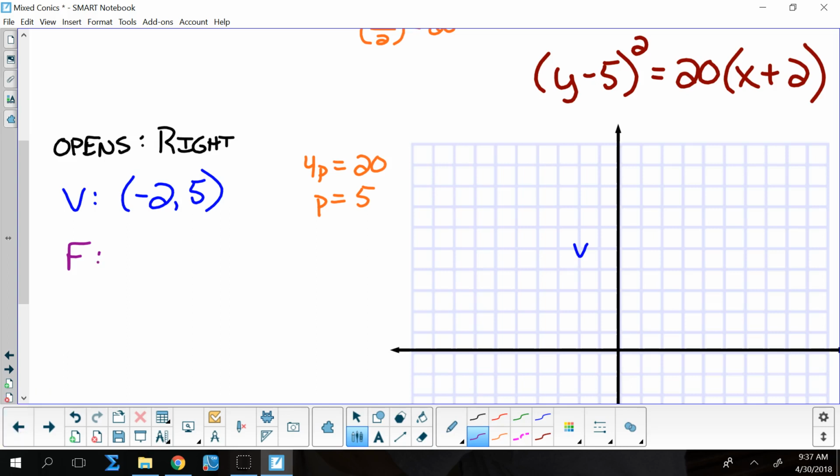Where is the focus? Is it inside the parabola? Is it outside the parabola? Is it on the parabola? Give me another chance.